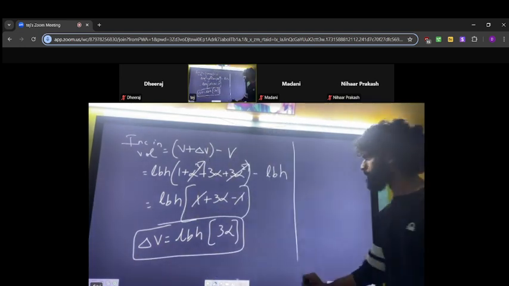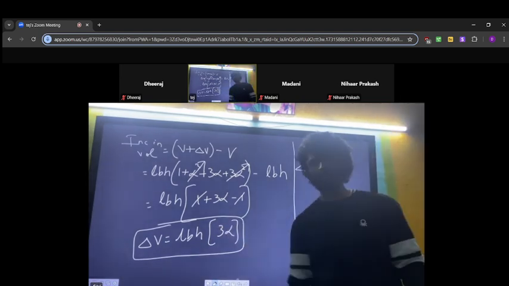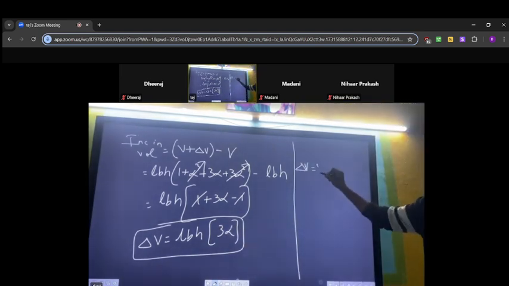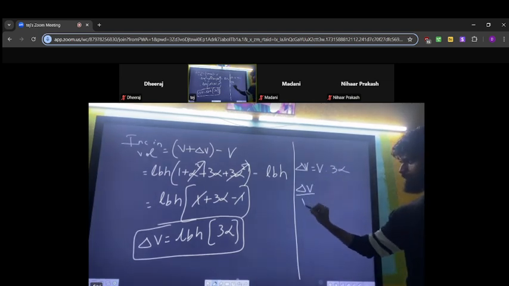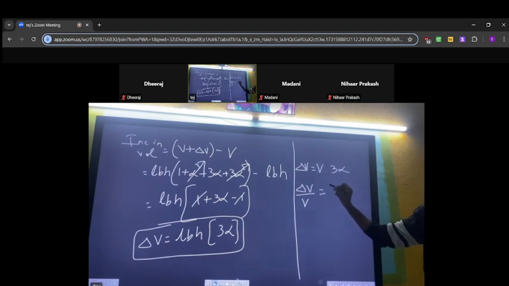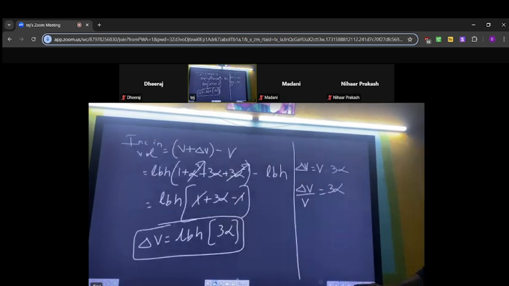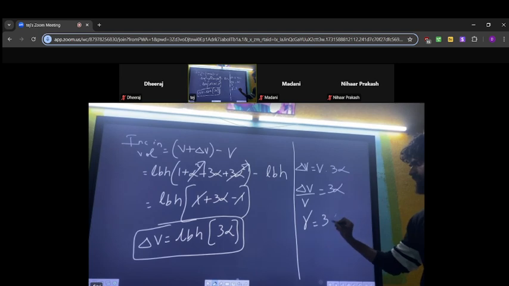But one more step I'll go. I'll write delta V on the left hand side as it is. Initially, when I started, I assumed length into breadth into height is equal to volume. So V into 3 alpha. Now what do I do? I send the V to the denominator. Sorry, delta V by V is equal to 3 alpha. Now think for a second. If delta A by A is equal to beta, delta V by V becomes gamma. Gamma is equal to 3 alpha.